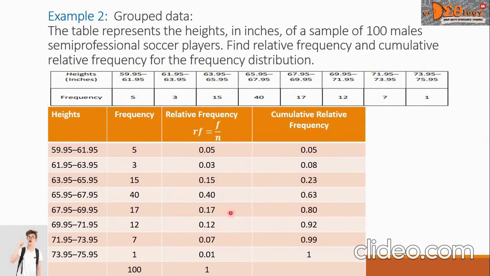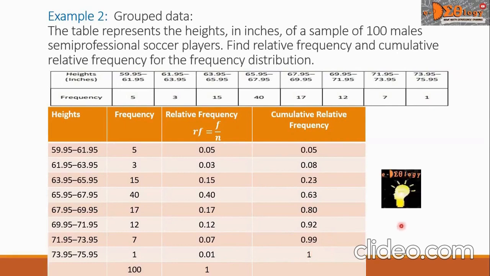0.63 plus 0.17, we will have this 0.80. 0.80 plus 0.12, we will get 0.92. The 0.92 plus 0.07 will have the 0.99. 0.99 plus 0.01 equals 1. So this is now the final answer.